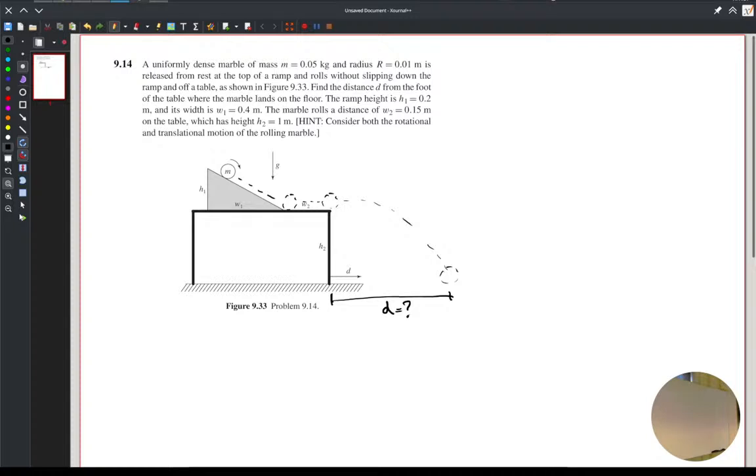Well, we like to assume perfect rolling. What's perfect rolling? It's that there's no slippage. Okay. Yeah, rolling without slipping. Yeah, that makes sense to me.